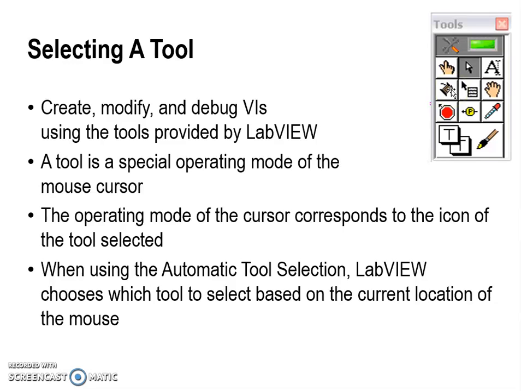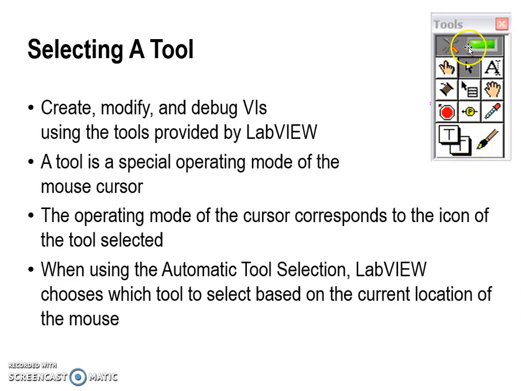If I wanted to edit text, I could select this edit text. If I wanted to change data, I could select the hand with the finger to change data. If I wanted to pick up something to move it, I would select the arrow key. If I wanted to change colors, I could go into the color palette here and select the color and then touch a certain area of the front panel or block diagram, and it would change that color.